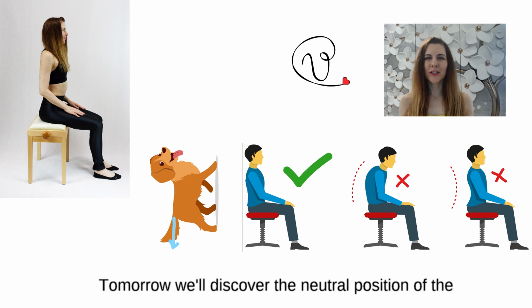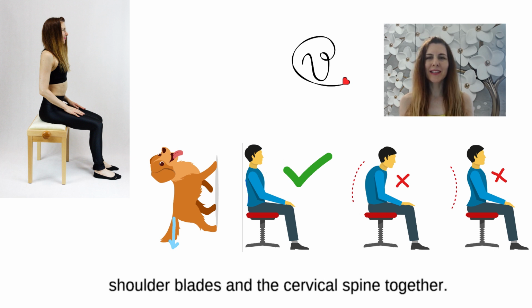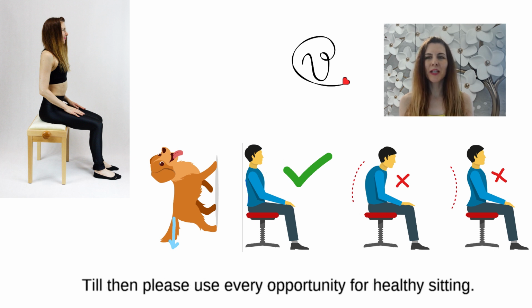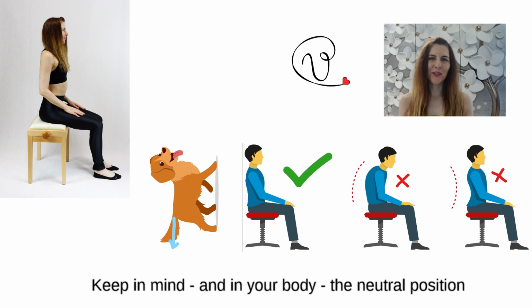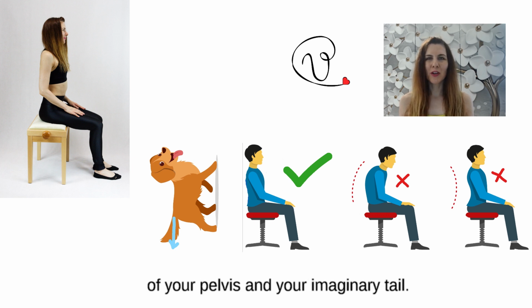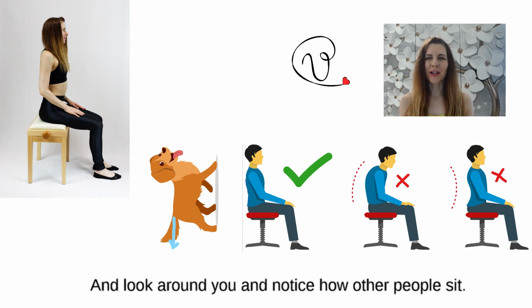Tomorrow we'll discover the neutral position of the shoulder blades and the cervical spine together. Till then, please use every opportunity for healthy sitting. Keep in mind and in your body the neutral position of your pelvis and your imaginary tail. And look around you and notice how other people sit.